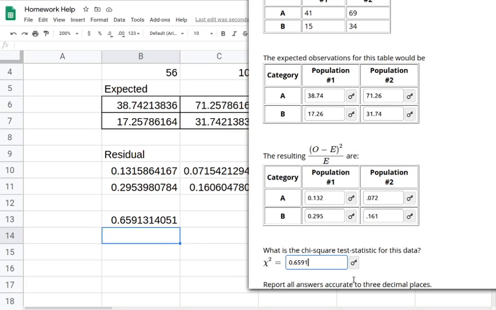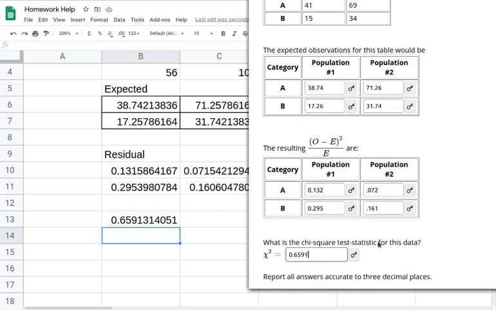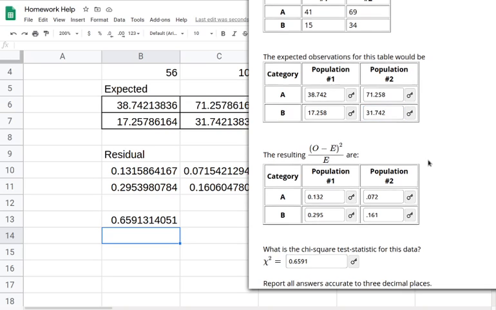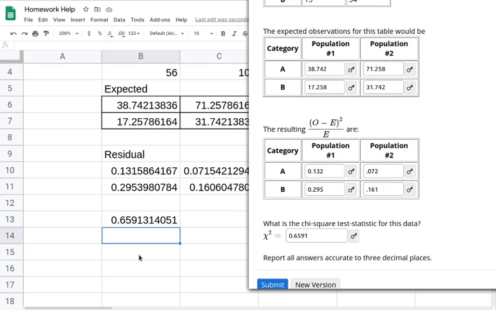And I see here it's asking me to report all answers to 3 decimals. So let's go back up here and put in a few 3 decimals. So this should be 5.8. Probably would be okay. 5.8. And this one will be 3.742.